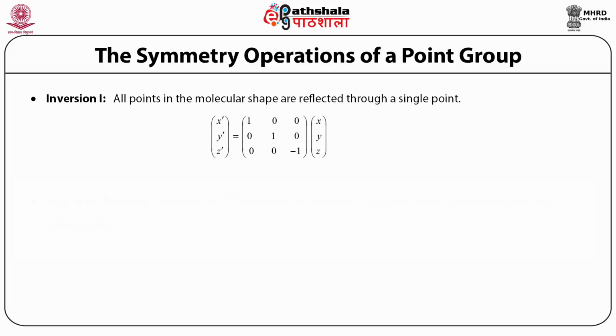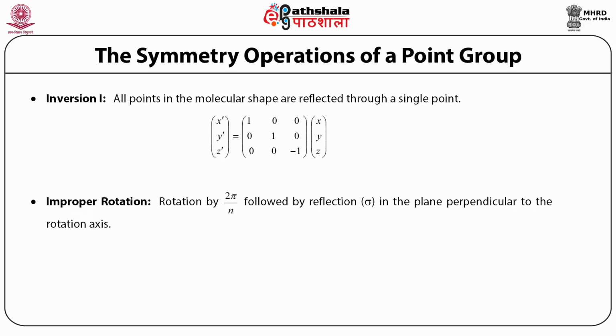Now, another symmetry, which is called the improper rotation, is a rotation by an angle of 2 pi by n about some axis of rotation, followed by a reflection in the plane which is perpendicular to the rotation axis. So if you have a symmetry wherein the molecule remains the same after it has rotated by an angle of 2 pi by n, and then further followed by a reflection sigma in the plane perpendicular to the rotation axis, then the molecule is said to possess the improper rotation symmetry.